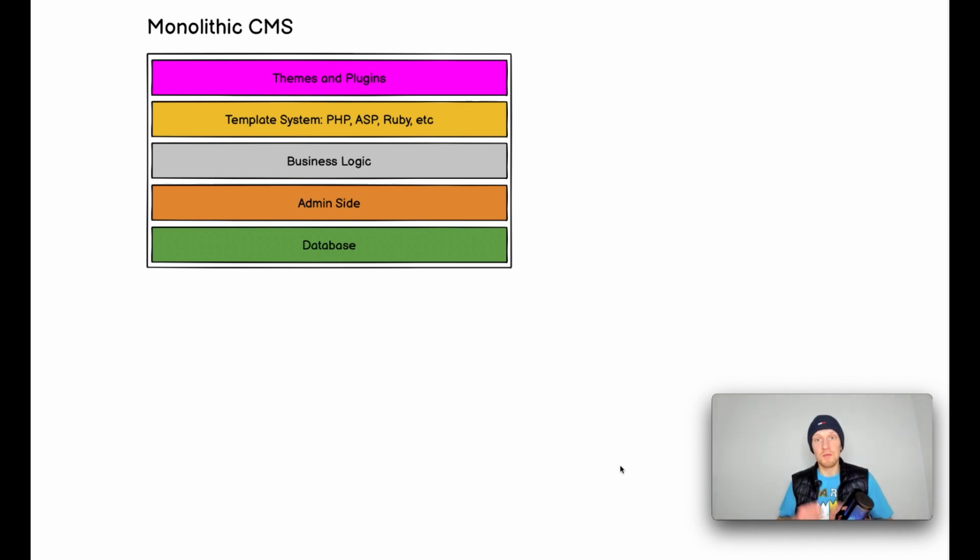Monolithic approach. With the traditional approach, you have a CMS which includes a management area for products, content, orders, and so on, and the front end. You customize it with themes and plugins. Everything is like in one box. From the technical standpoint, the technologies used are dictated by the CMS. It might be PHP, ASP.NET, Ruby, and so on.